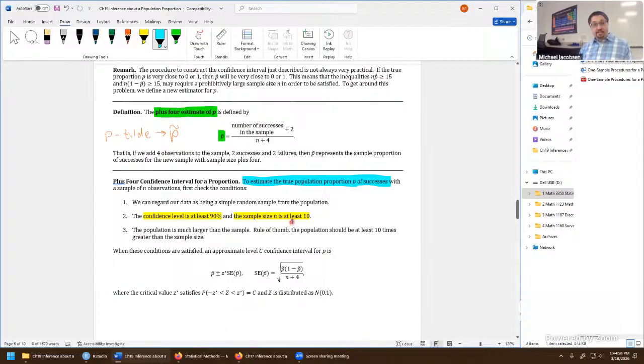But the other condition here is it does not matter how many successes or failures we have in the sample whatsoever. There might be 0 successes and all 10 failures, and that's okay. The sample size itself just has to be at least 10. So that is a massive change. We're going to be punished a little bit for that.